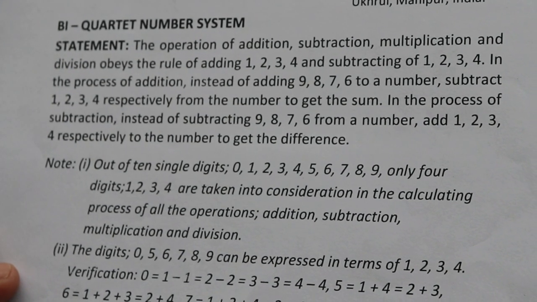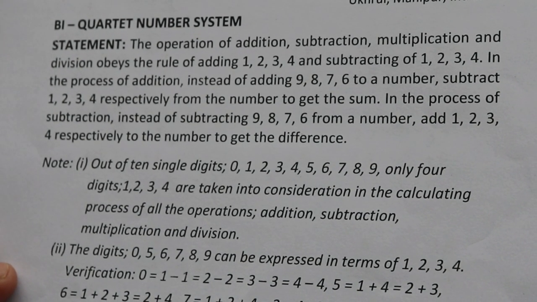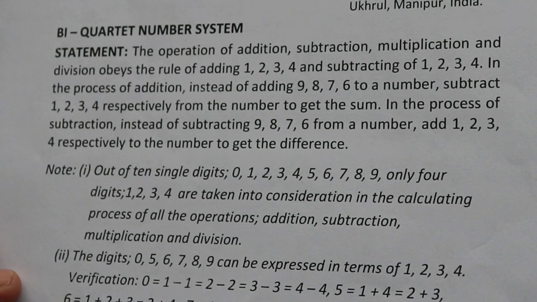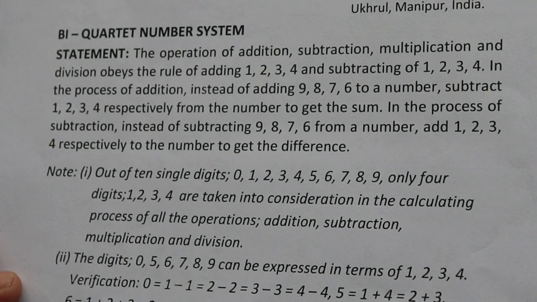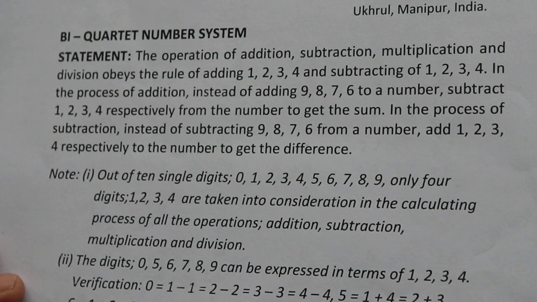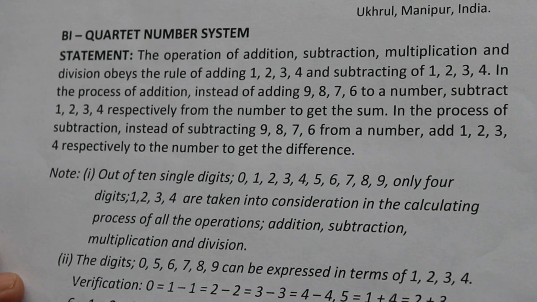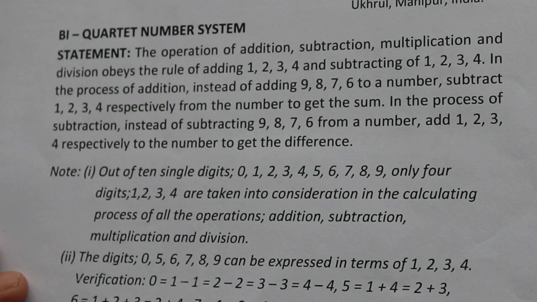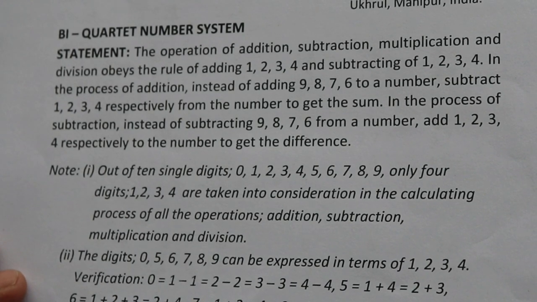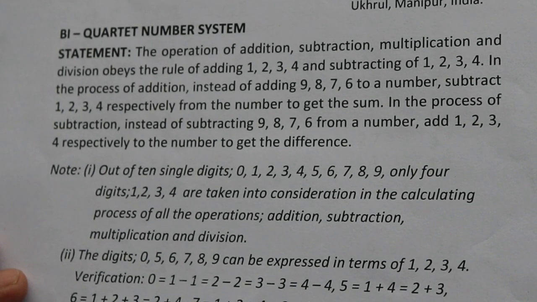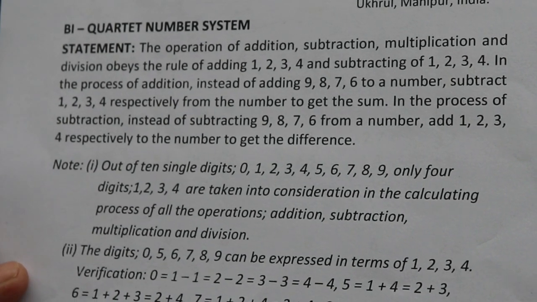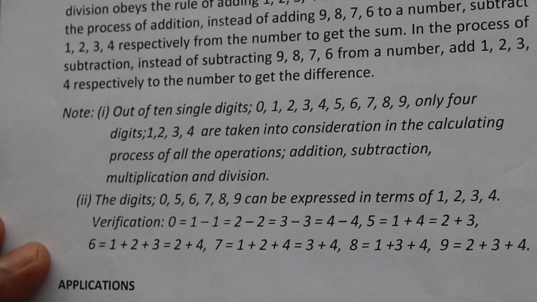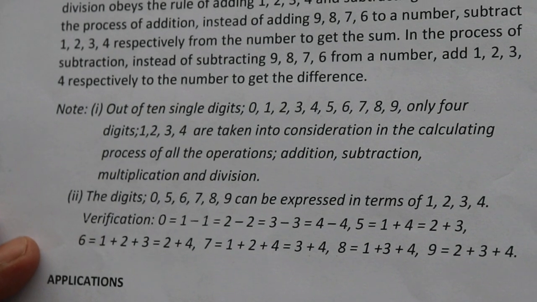In the process of addition, instead of adding 9, 8, 7, 6 to a number, subtract 1, 2, 3, 4 respectively from the number to get the sum. In the process of subtraction, instead of subtracting 9, 8, 7, 6 from a number, add 1, 2, 3, 4 respectively to the number to get the difference.